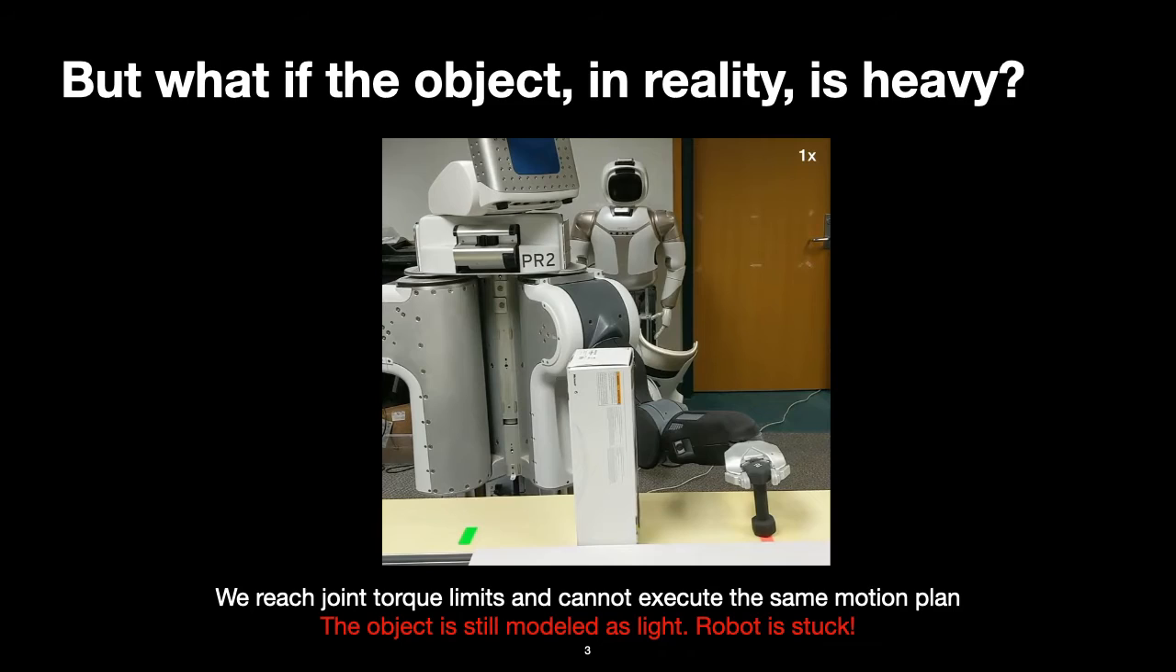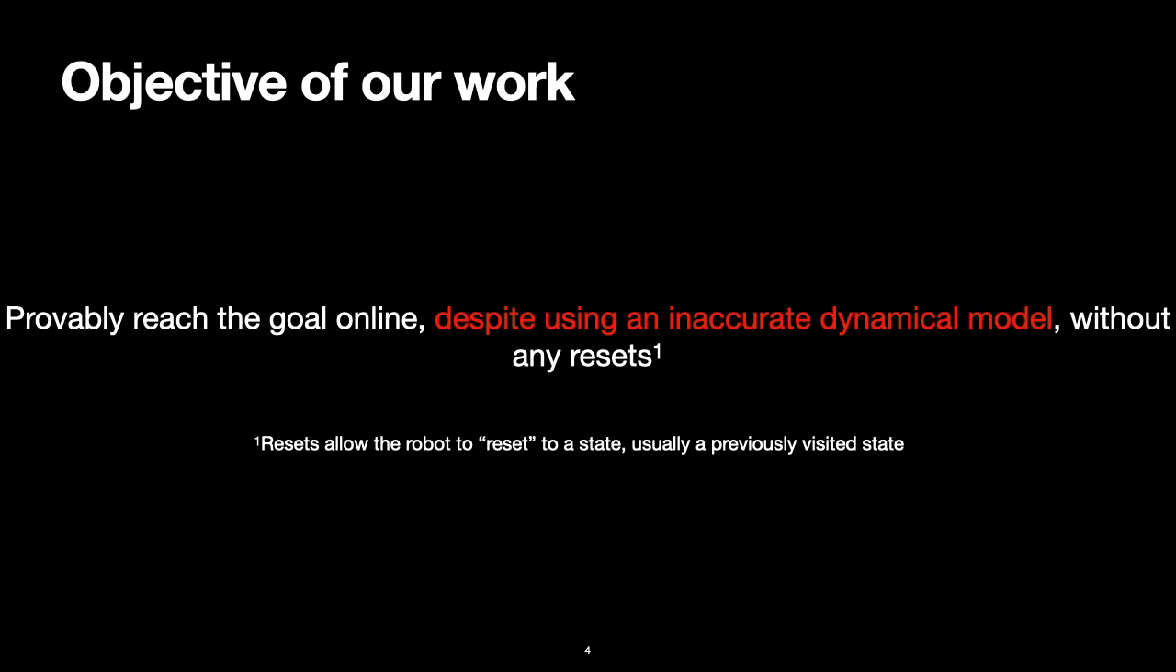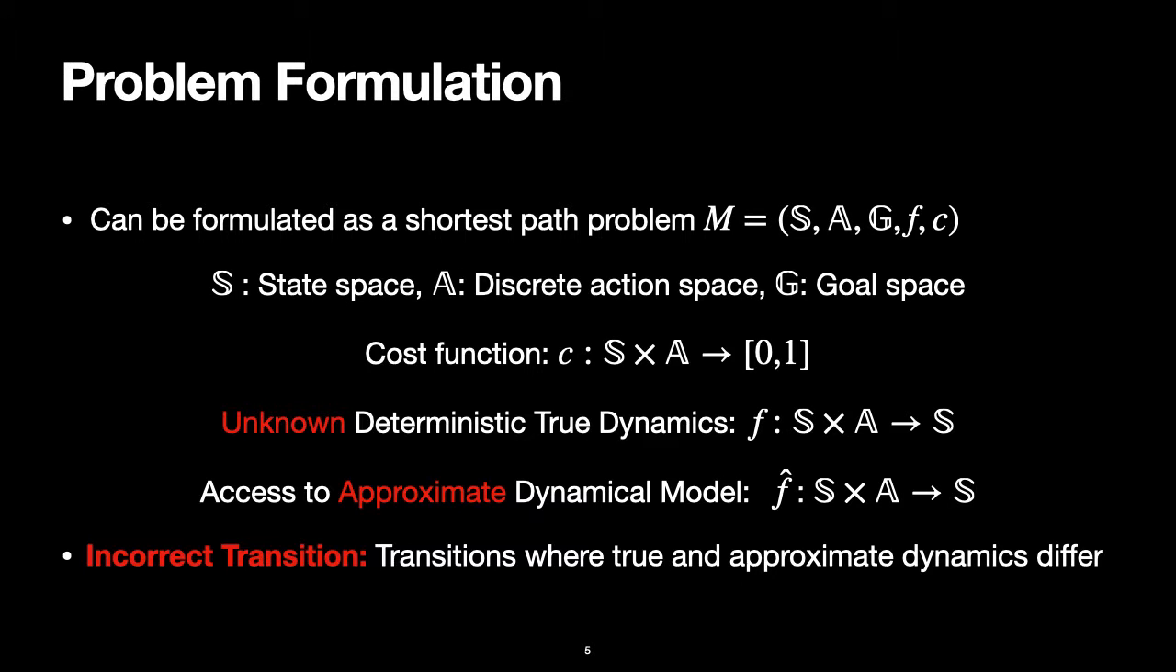Our objective in this work is to come up with an approach which provably guarantees that the robot will reach the goal online despite using an inaccurate dynamical model. We consider the reset-free setting where the robot has no ability to reset to a particular state and hence needs to reason online. This can be formulated as a shortest path problem consisting of a cost function C that maps any transition to a bounded cost between 0 and 1, and the unknown true deterministic dynamics function F that maps any transition to its successive state.